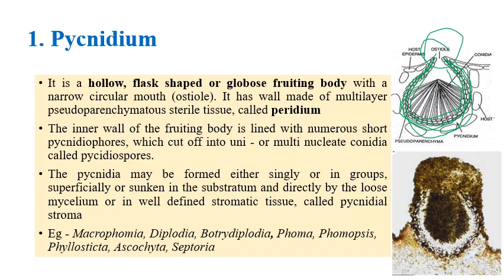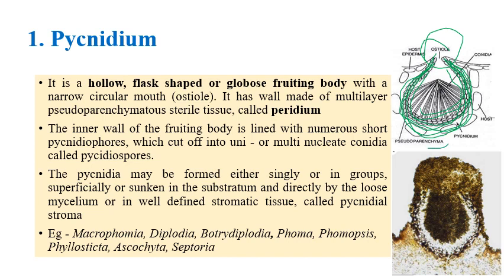If you see the mouth, it's a very narrow and very small opening, right? So this narrow or small opening is called the ostiole. And if you see the lines of this pycnidium, it is actually composed of parenchymatous and pseudoparenchymatous layers. So this layer is called the peridium.